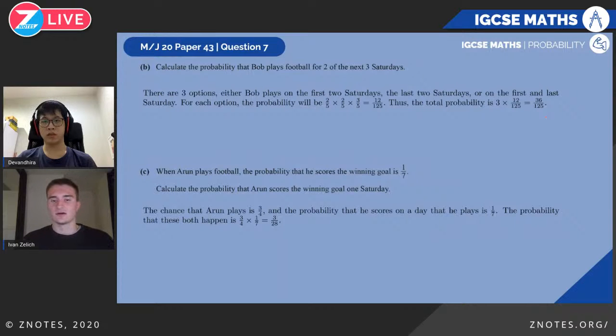And on that day, assuming he plays, the probability that he will score is going to be 1/7. So the probability that Arun scores a goal on one Saturday will be 3/4, the probability that he plays, multiplied by 1/7, the probability that he scores a goal. So that would just be 3/28.